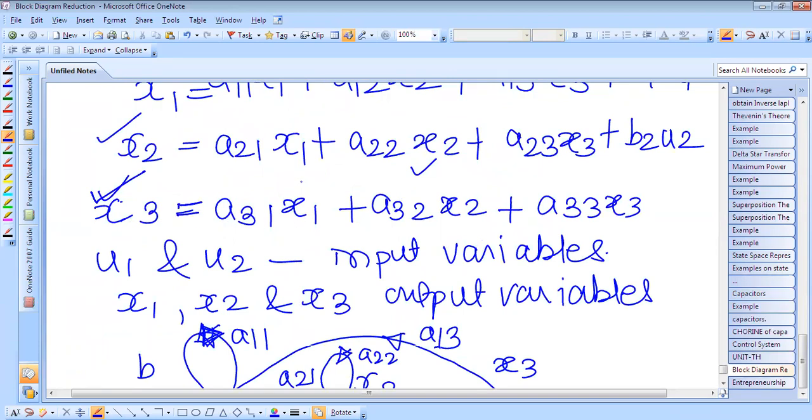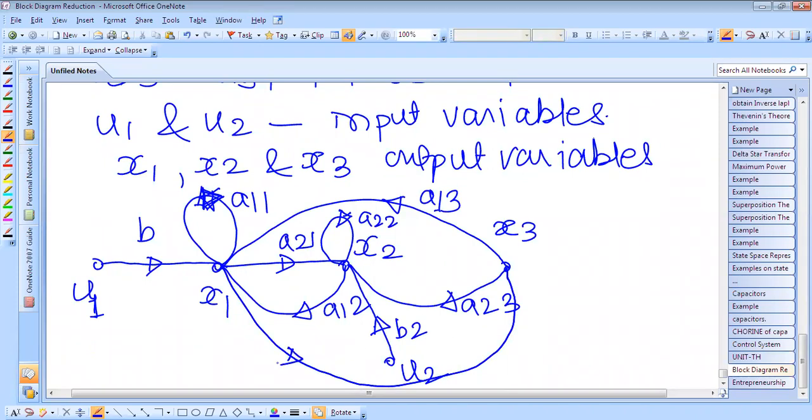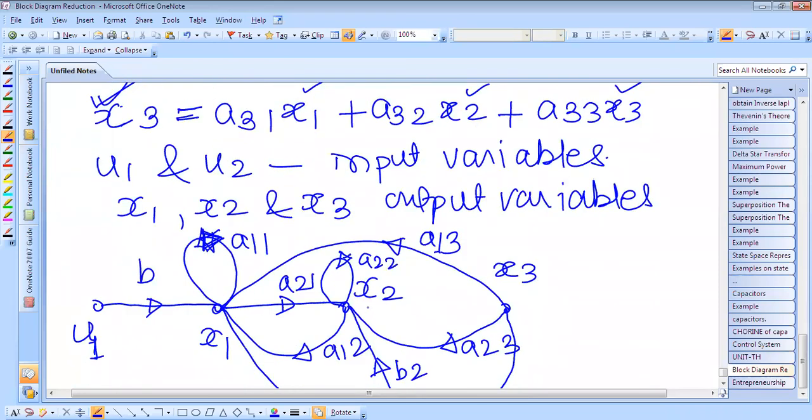Now for x3, the signals coming to x3 are from x1, x2 and x3. The signal coming from x1 is a31, the signal coming from x2 is a32, and the signal coming from x3 to x3 is a self loop, a33.